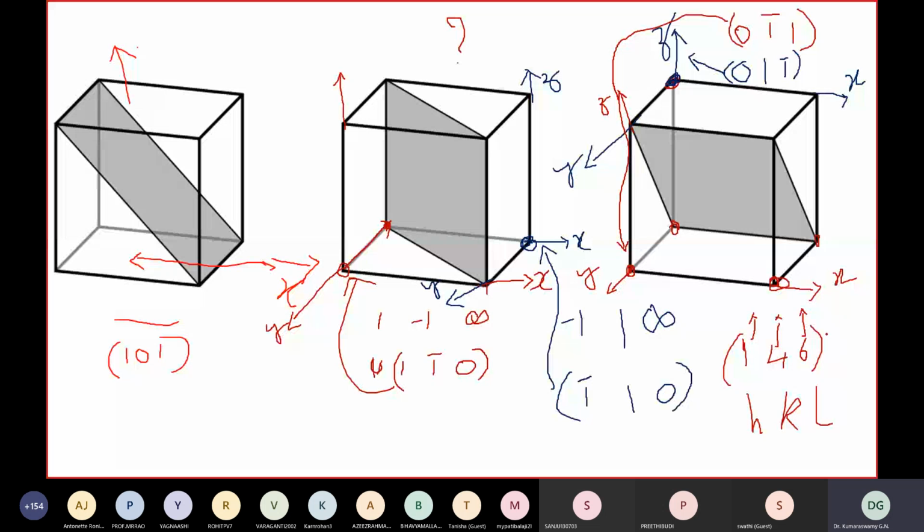Okay. Once it is done, you mark 3 points. Mark 3 points and then represent a plane. Let's see how it works. We'll take 1 or 2 examples and see.